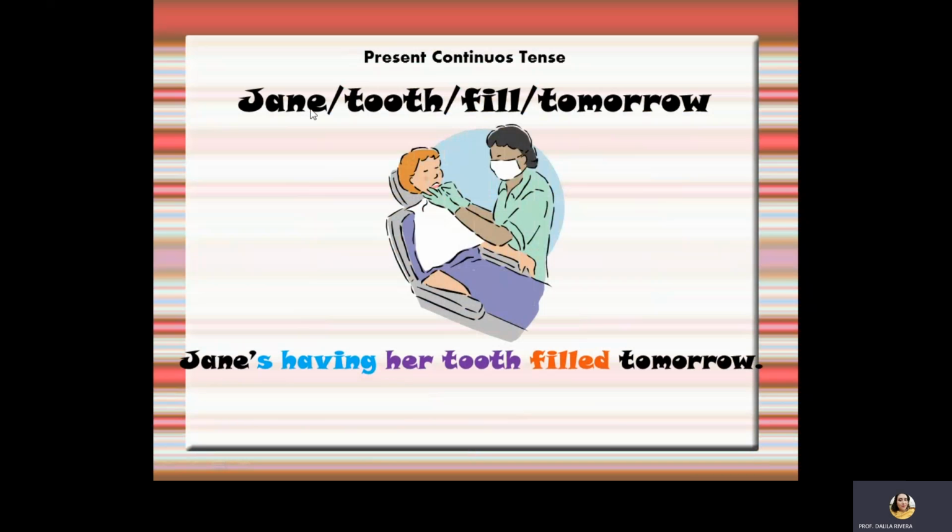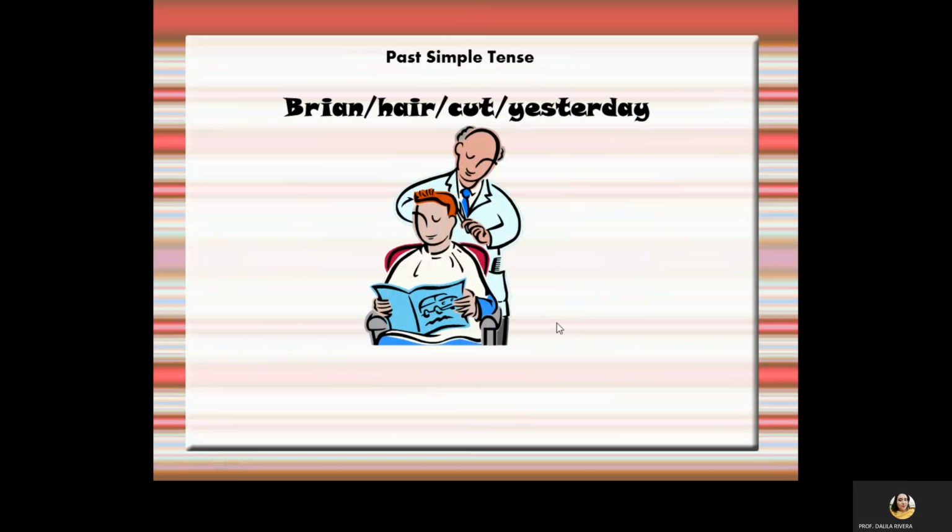Okay, Jane, tooth feel tomorrow. Present continuous. Jane's having her tooth feel tomorrow. Present continuous as future used here. Another example. Brian, past tense, had his hair cut yesterday. Remember, cut is going to be the same, cut. That's why it does not change. The past participle form of this verb is cut.